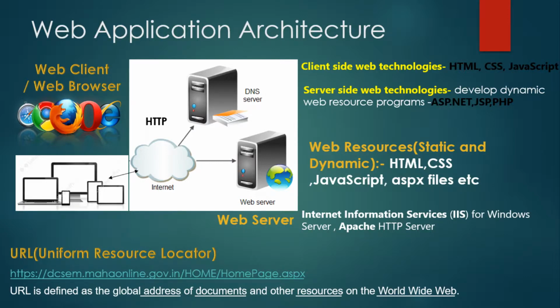What happens? The browser makes a request, for example, this is a URL, http.dsm online dot, which will access the homepage.aspx web resource. Or suppose there is a static web page, an HTML web page. So this URL request contains, suppose, index.html, and that makes an HTTP request. Then the server gives that static index.html back to the client, and then the connection is over.